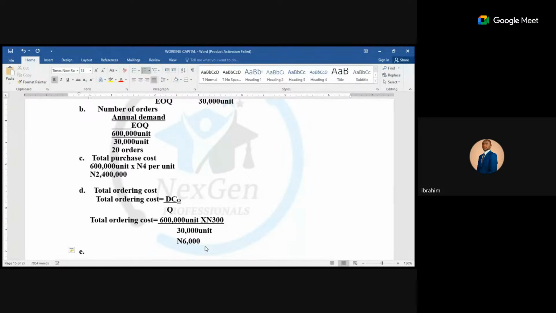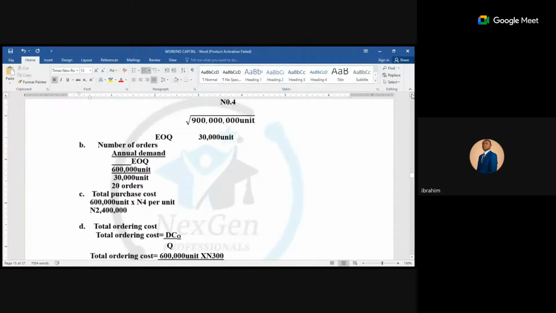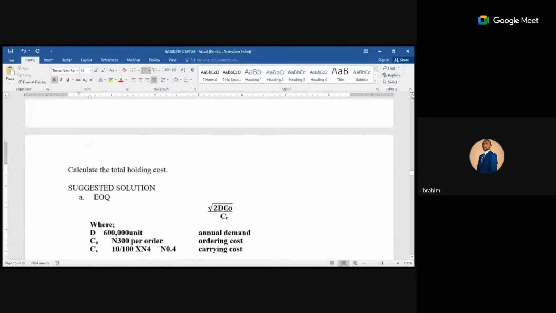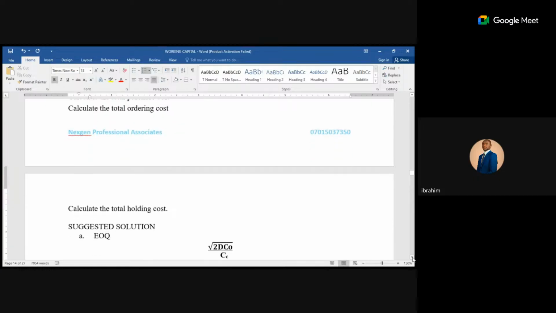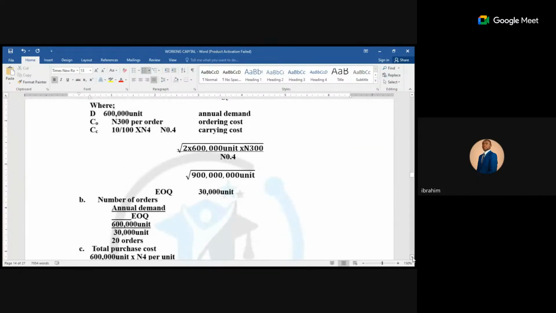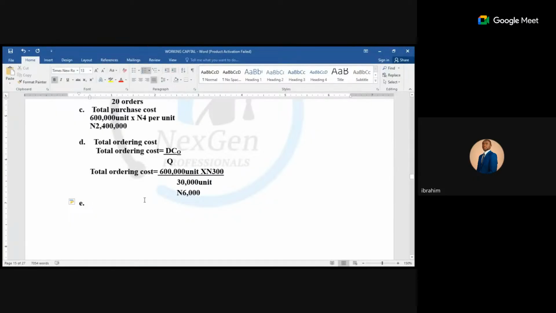E. What do we have in E? Total holding cost. What is our formula for calculating holding cost or carrying costs? What is our formula? Total holding costs.